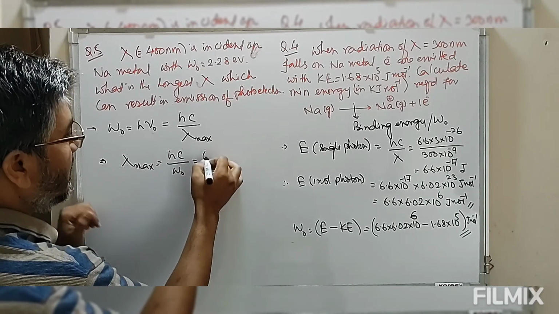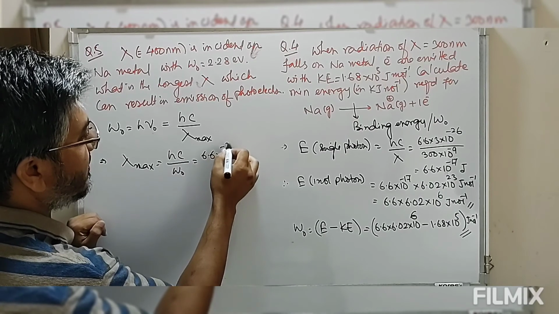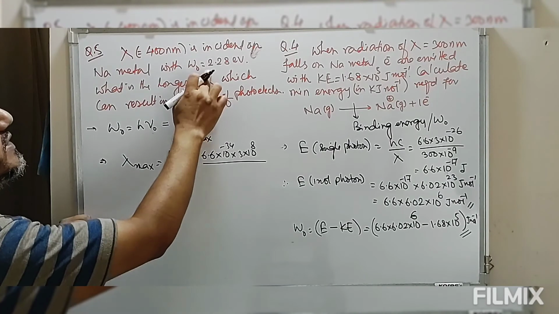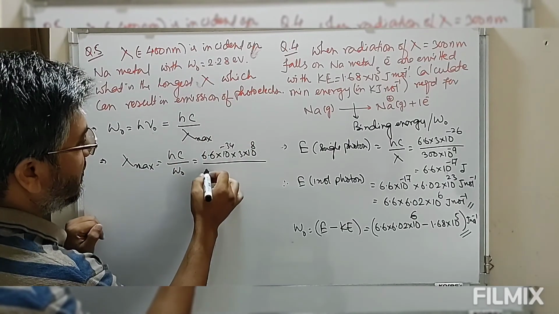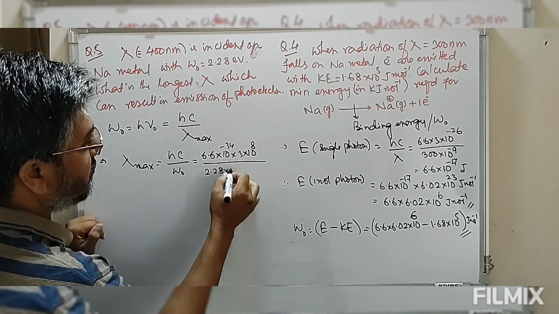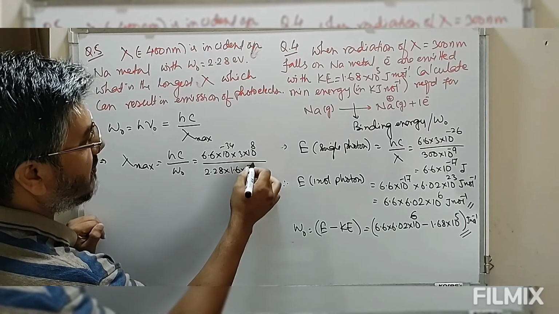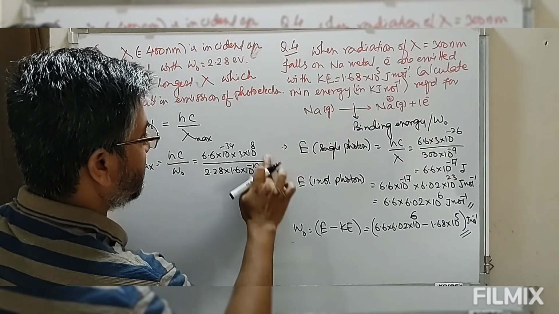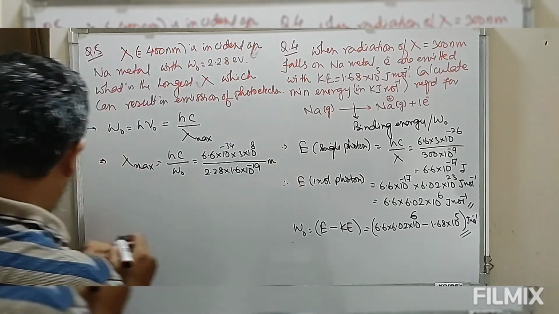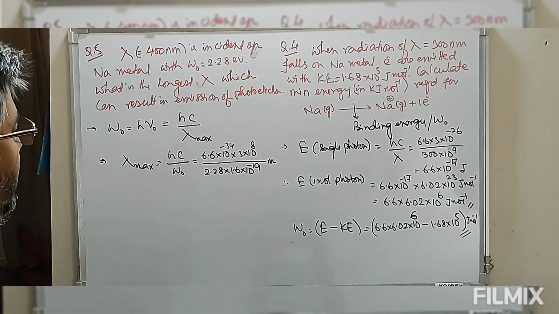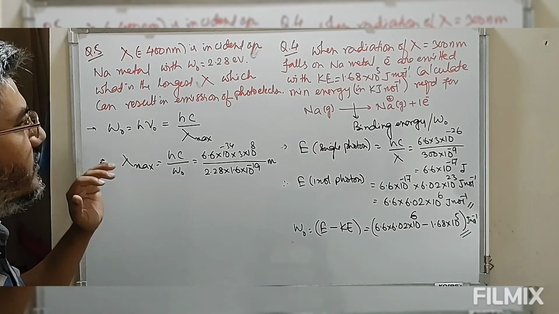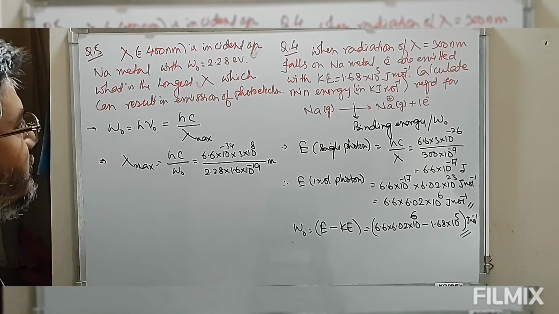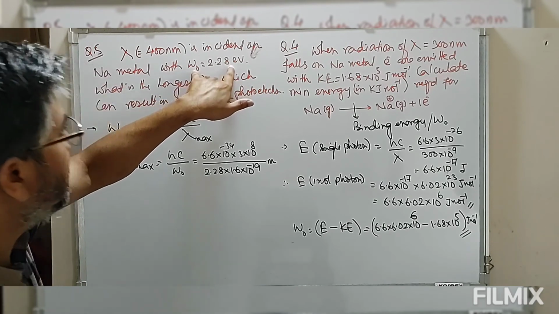So now h is 6.6 into 10 to the power minus 34, c is 3 into 10 to the power 8. Now the work function is given in electron volt, so convert it in terms of joule. So 2.28 into 1.6 into 10 to the power minus 19. So this is the wavelength in meter. So this is the maximum wavelength of the photon required for ejection of an electron having this work function.